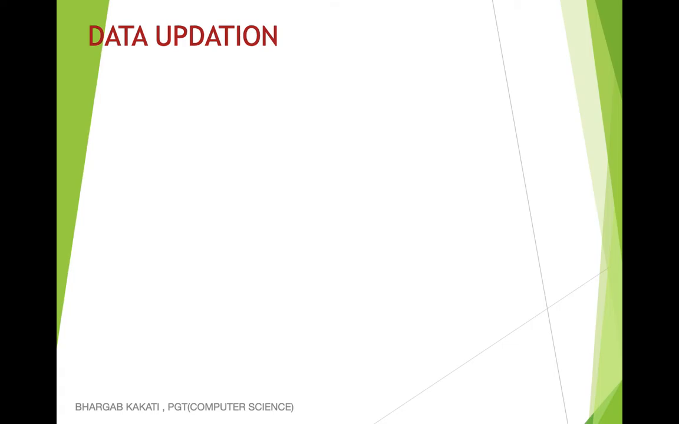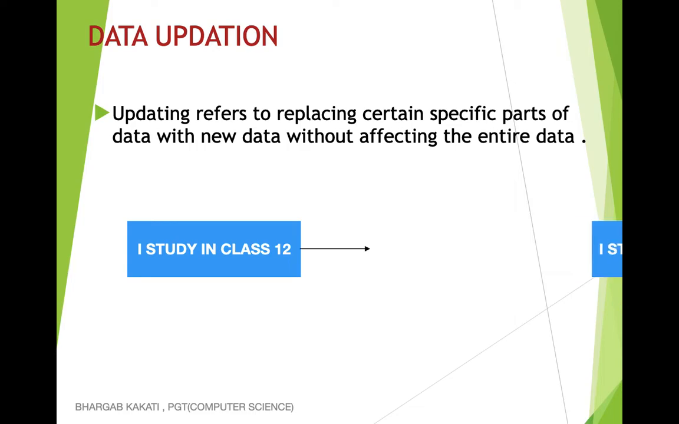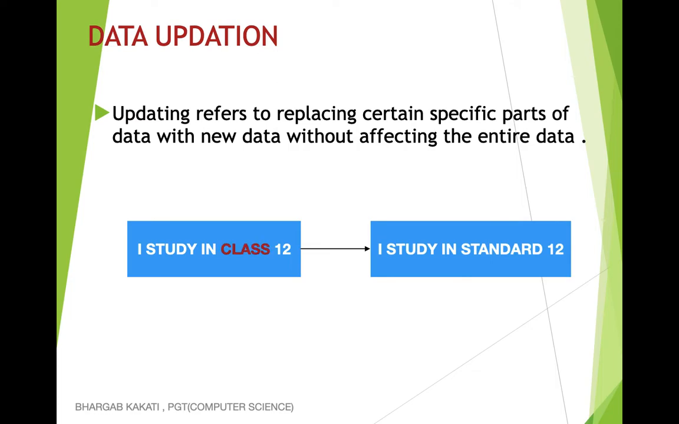Before going to the programming part, let us try to understand the meaning of the word data updation. So what do we mean by updation? Updating refers to replacing a certain specific part of data with new data without affecting the entire data. For example, let's say we have a text: I study in class 12. Now let's say I want to replace the word class with the word standard. So this is a case of data updation.